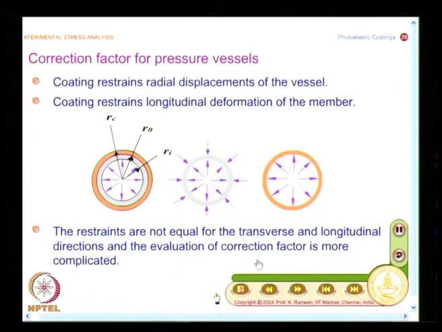The evaluation of the correction factor is more complicated in this class of problems. So, you are going to have a very long expression, it is not going to be simple, we are not going to look at the full derivation as such. Nevertheless, you should have in your notes, because pressure vessels are so important, the expression for the correction factor.